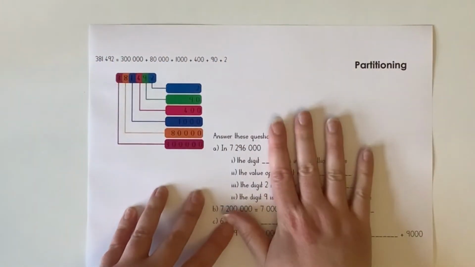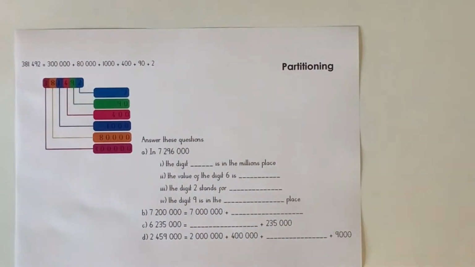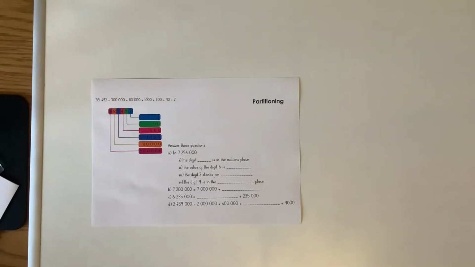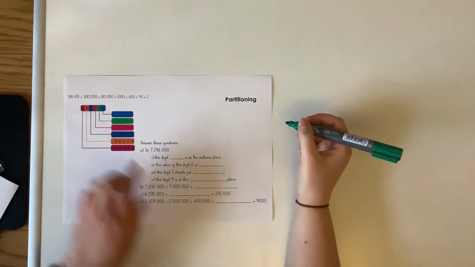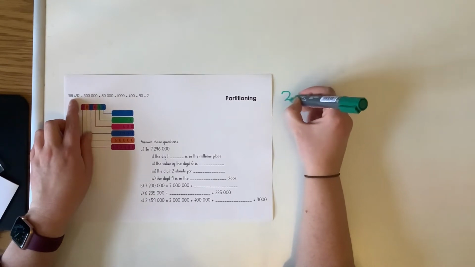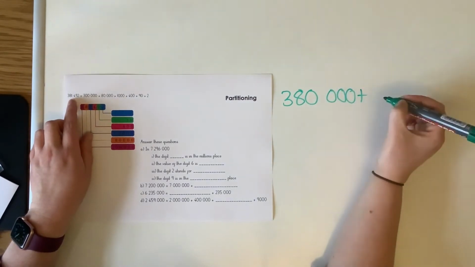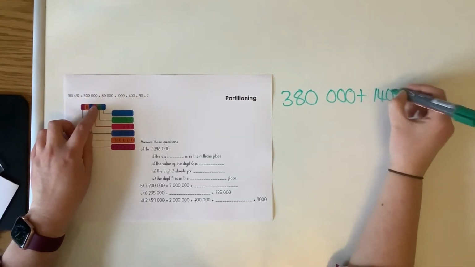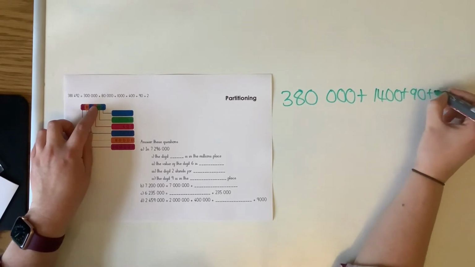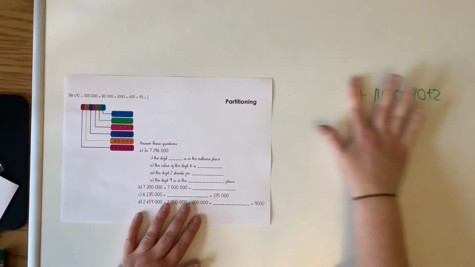Okay, before we have a look at these questions, can you think of how else we could represent that number and partition it in a different way? Okay, one way that we could partition this number is, I could do it in a number of different ways, but I could do 380,000, add 1,400, add 90, add 2. Okay, so I could group some of them together. There are many different ways that we could partition it, but this is sort of the most obvious way there.